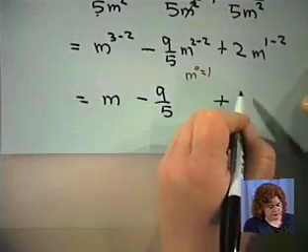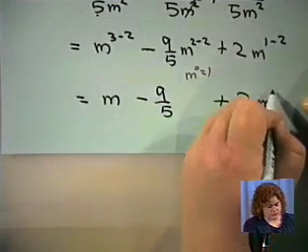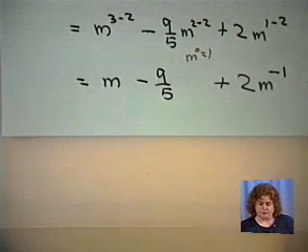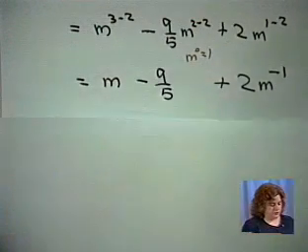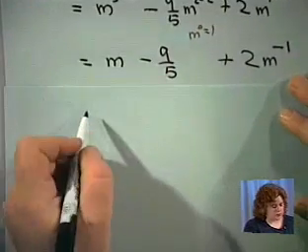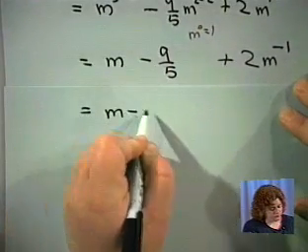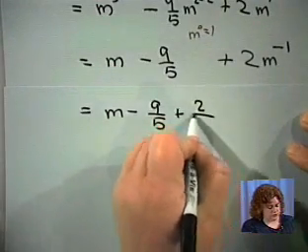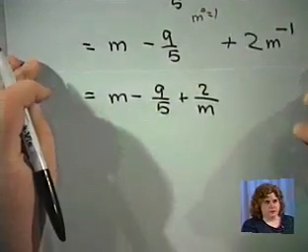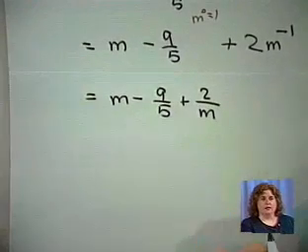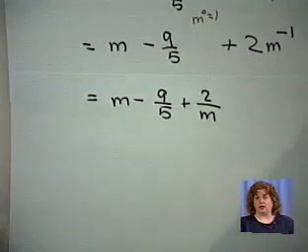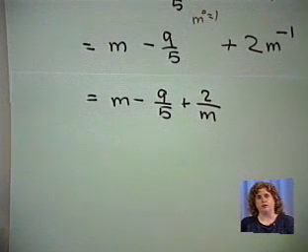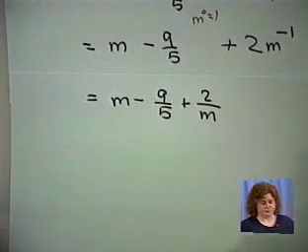And now we have 2 times m raised to the power minus 1. But we can remember from our definitions for negative exponents, this is going to leave us with 2 over m. This is not a polynomial. The point here is that the quotient of two polynomials does not necessarily have to turn out to be a polynomial in and of itself.